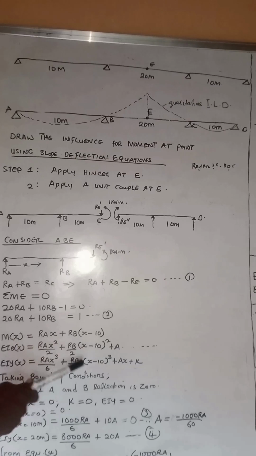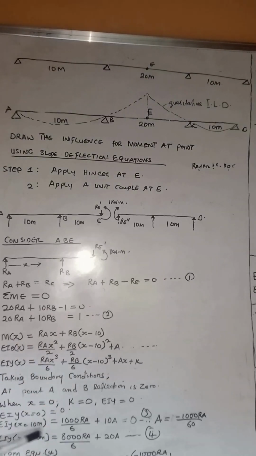Substitute 10 here, this becomes 0. Substitute 10 here, 10A. So the expression becomes what we have here: 1000 RA over 6 plus 10A equal to 0. We call this equation 3. So this is the expression for that.